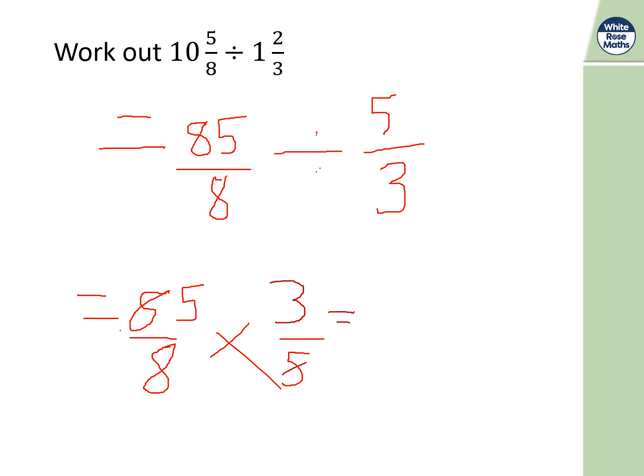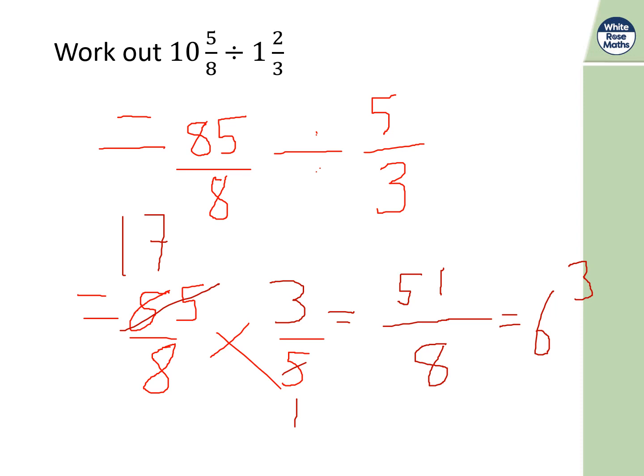I'm going to divide top and bottom of these by 5. So I get 1 here, and then I get 17 here. Okay, 85 divided by 5 is 17. Then working this out, 17 times 3 is 51. And then 8 times 1 is 8. So you get 51/8, which is my improper fraction. As a mixed number, it will be 6 whole. Okay, 6 eights are 48, and the remainder is 3. So the answer is 6 3/8.